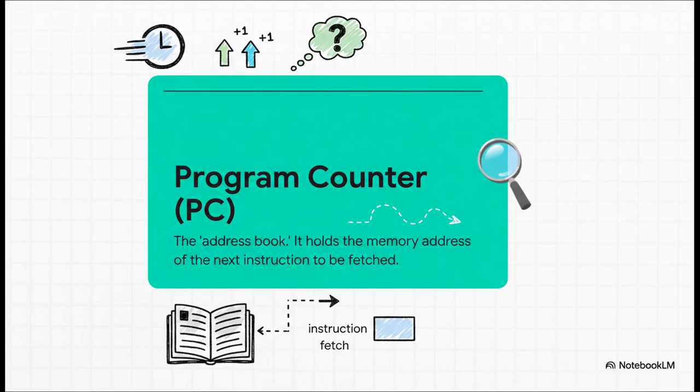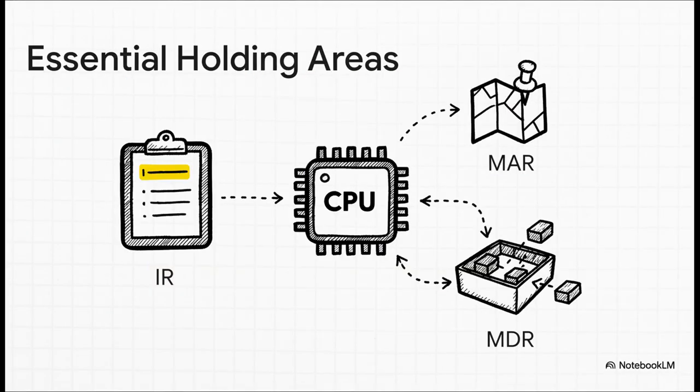Now, to keep everything moving at lightning speed, one part of the team is always thinking one step ahead, and that's the program counter, or PC. Think of it like the team's address book. Its one and only job is to hold the memory address of the next instruction in line, making sure there's never, ever a delay.